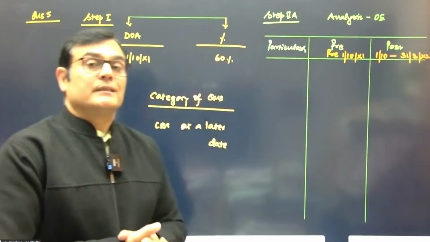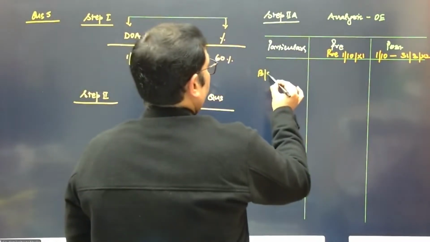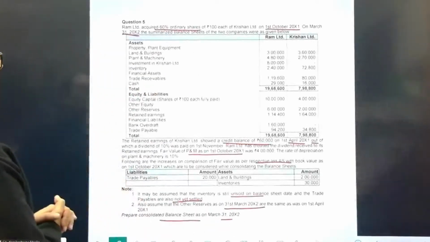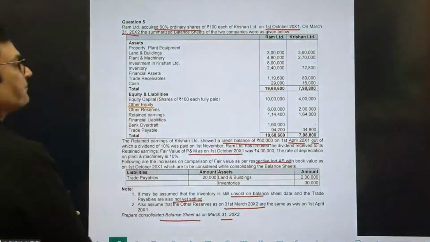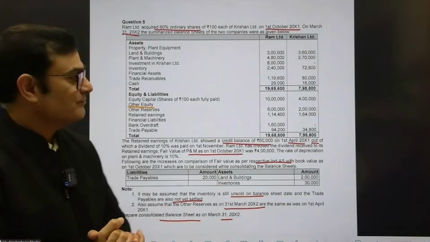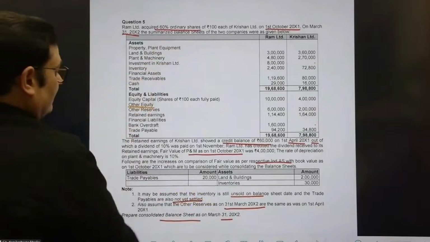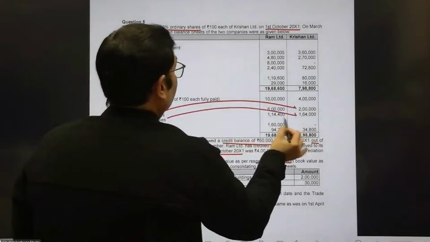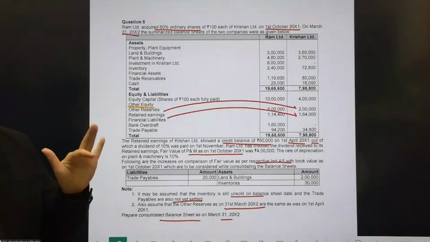I am looking at the balance sheet of the subsidiary company. So let's focus on the balance sheet of the subsidiary, and let me ask you, what are you going to do first of all when you're going to do the analysis of this other equity? What's going on in the back of your mind? You're going to make a time scale, right? When you look at the analysis of the other reserves and the RE, we need to make a time scale to begin with.